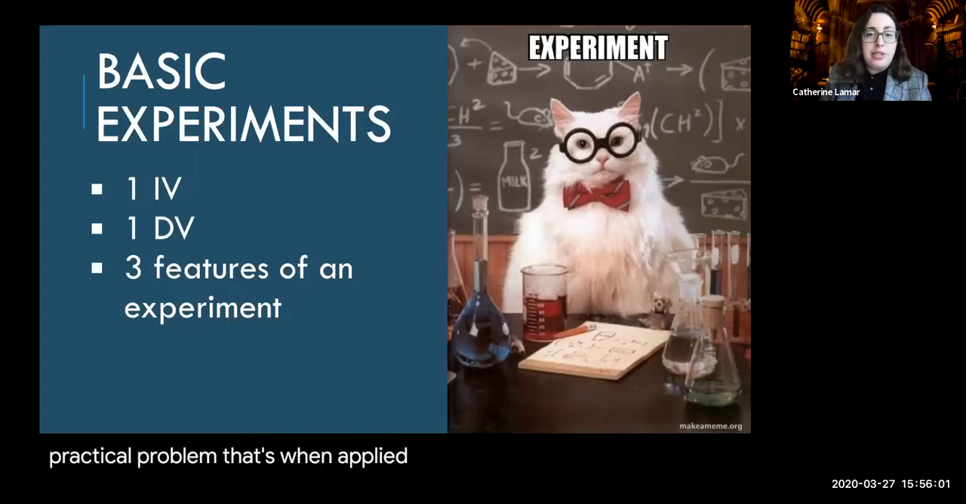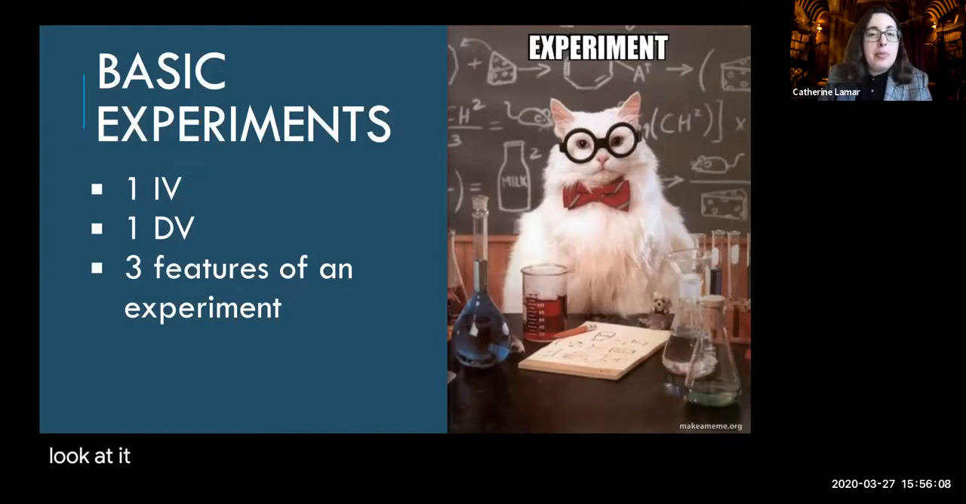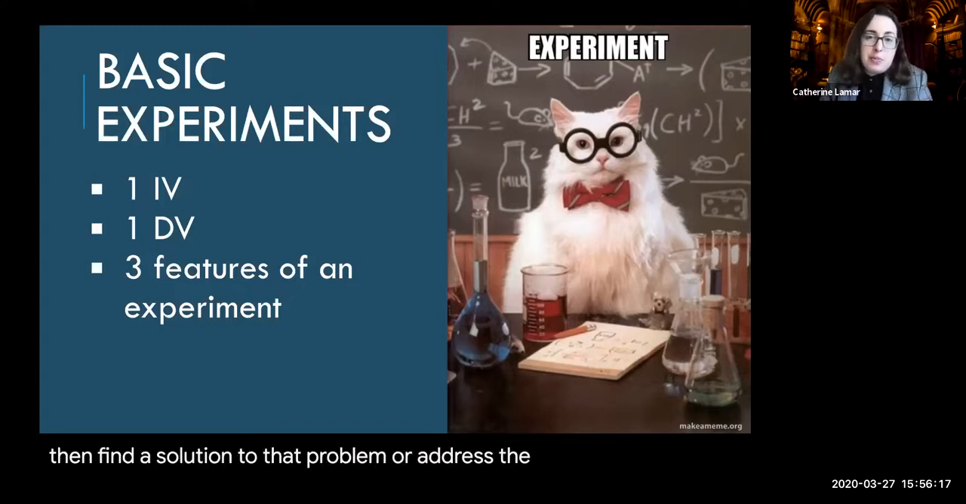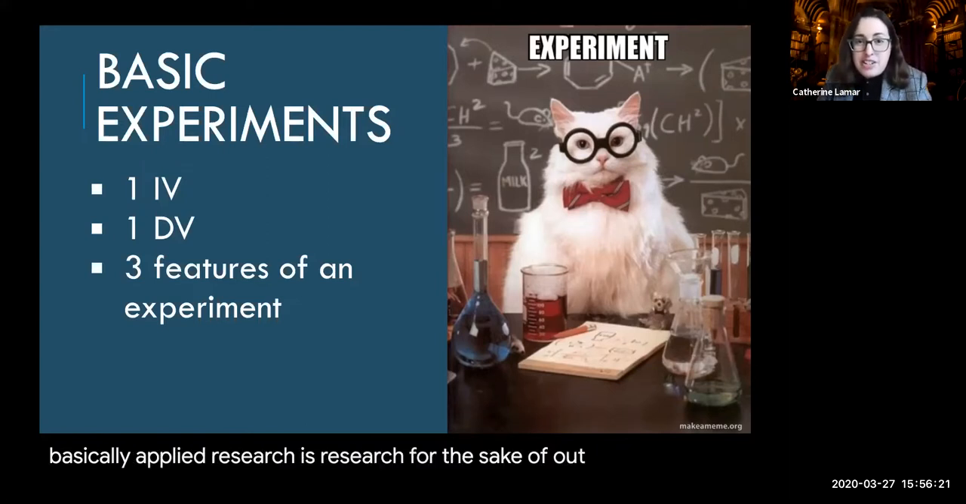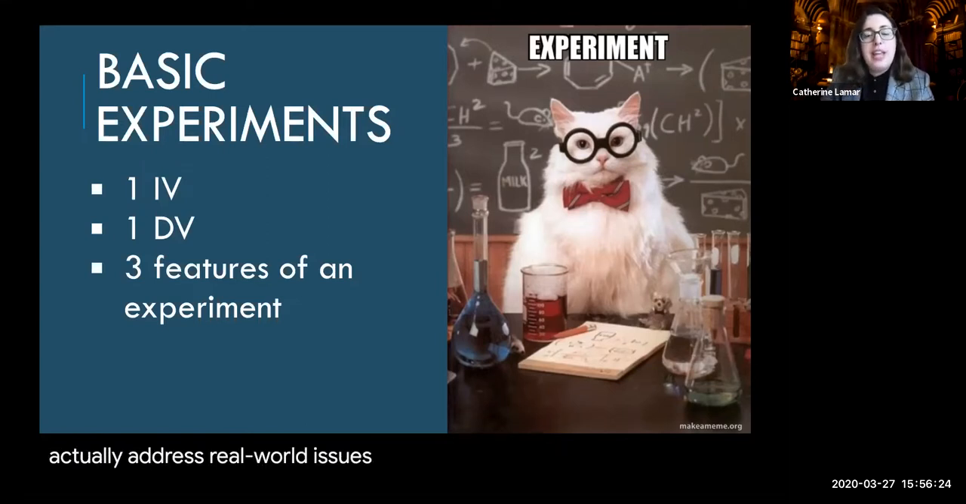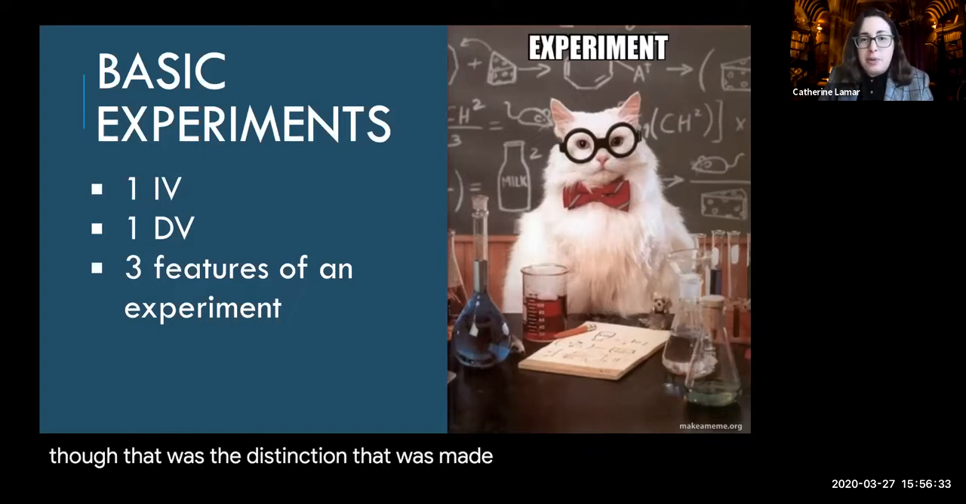That's when applied research comes in. Applied research is, well, research for the sake of application. Researchers tend to look at a problem or an issue that affects people in the real world, and then they do research on that issue to try to find a solution to that problem or address the issue in some way. Basically, applied research is research for the sake of application to actually address a real world issue. And basic research tends to be research that's more just for the sake of knowledge and curiosity. Again, though, that was the distinction that was made in Chapter 1.